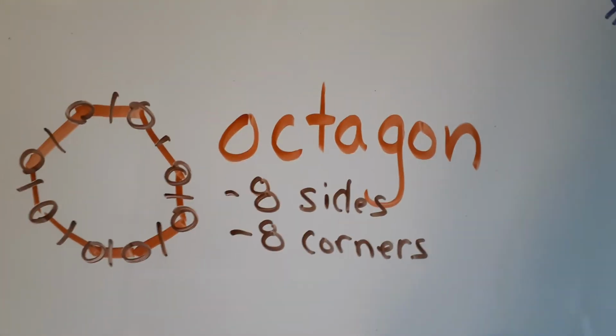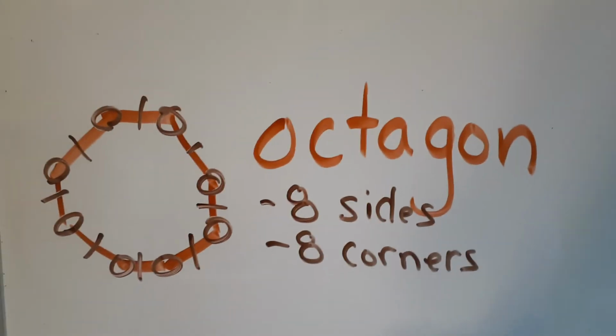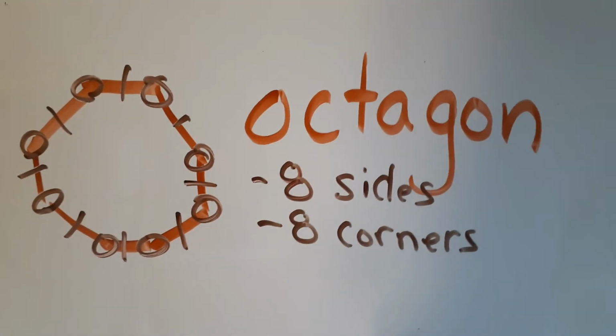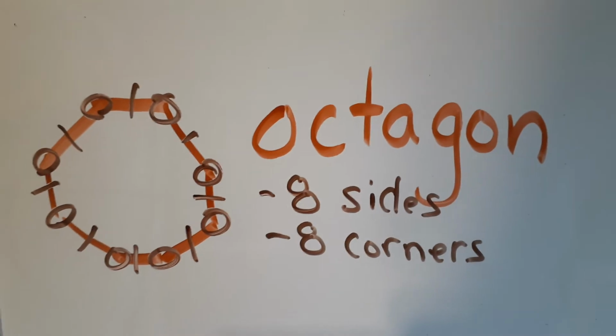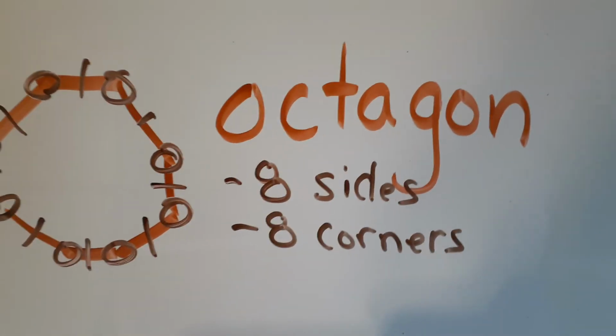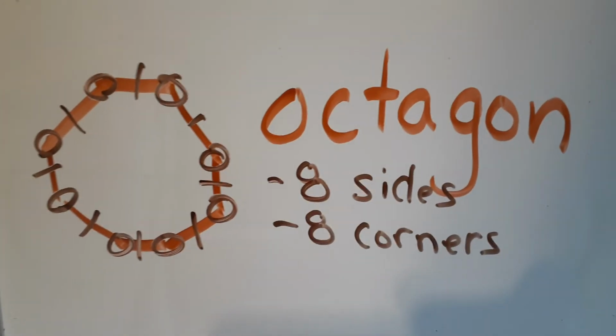I couldn't draw the 7-sided. That's a hard one to draw. So I drew an octagon instead, which is horrible. An octagon is the same shape as a stop sign. So we see these often.